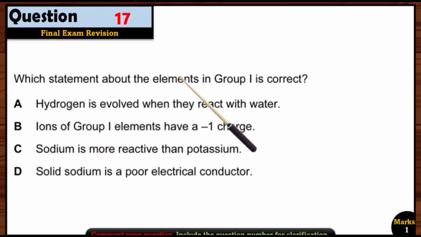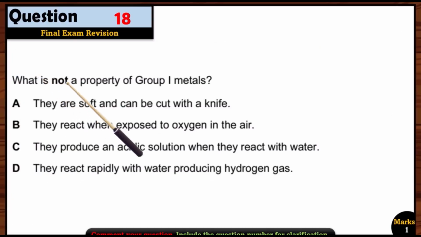Question 17. Which statement about elements in group 1 is correct? Hydrogen is evolved when they react with water. Yes, that's right. Whenever group 1 metals react with water, hydrogen gas is produced. So that's why option 1 is right. That is A. What is not a property of group 1 metals? A, they are soft and can be cut with a knife. Yes, they are very soft. They react when exposed to oxygen in the air. Yes, they are very reactive. They produce an acidic solution. Wrong, because they are metals. So metals will always produce a basic solution. So option C is not a property of group 1 metals.